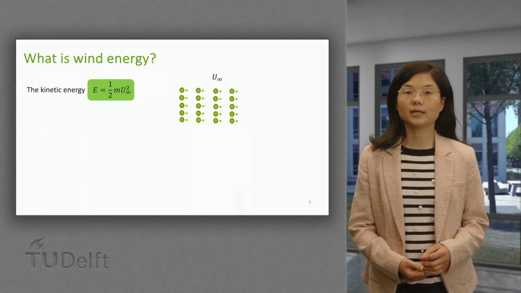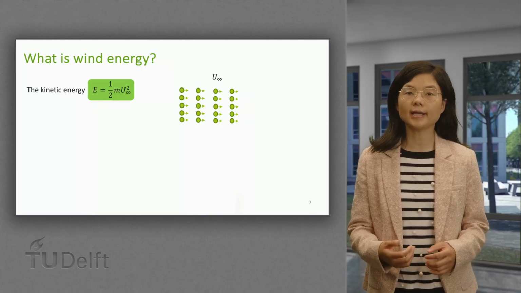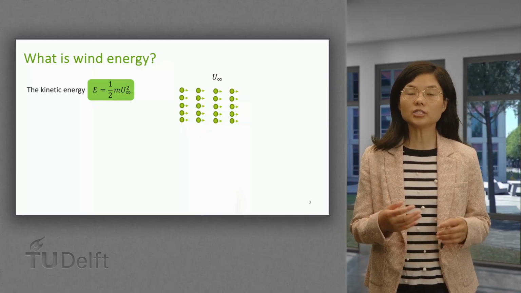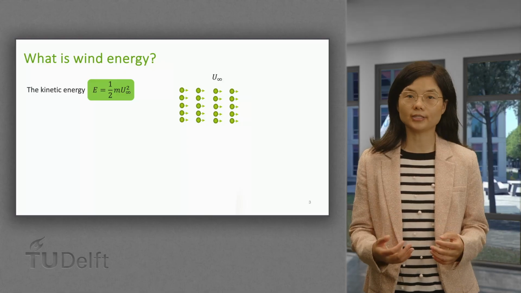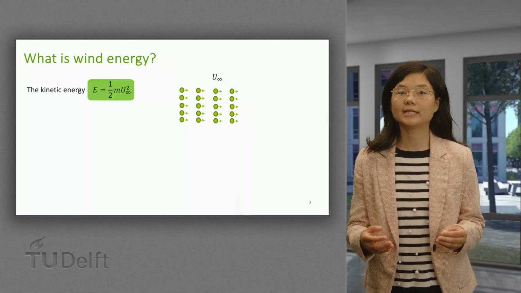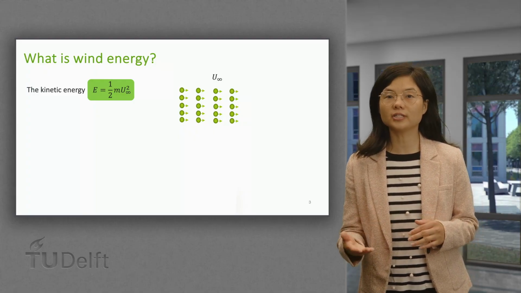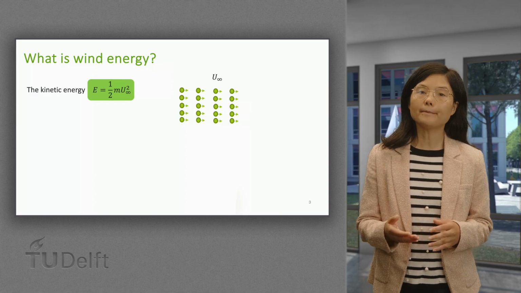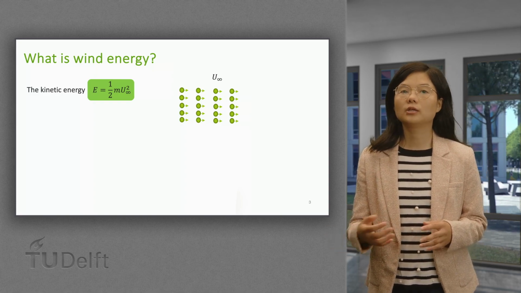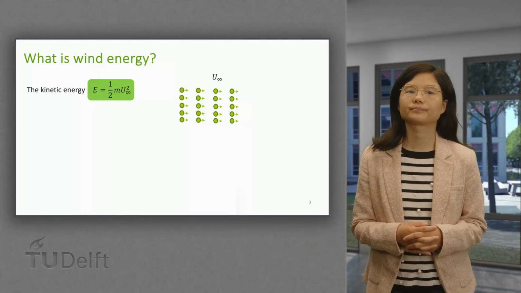What is wind energy exactly? Wind consists of countless tiny air particles, and each of them carries kinetic energy. The kinetic energy of a moving object is defined by half times m times u infinity squared, where m is the mass of the object, and u infinity is the velocity of the motion of the particles.